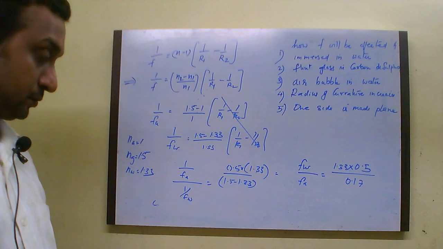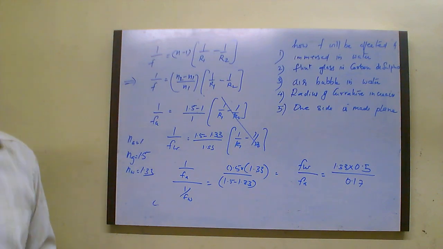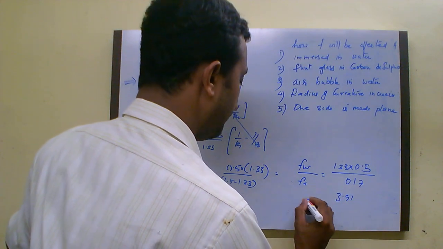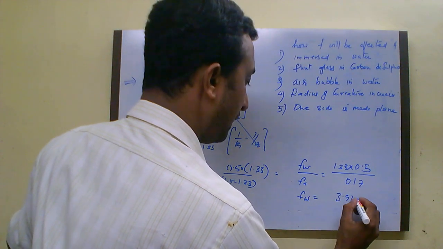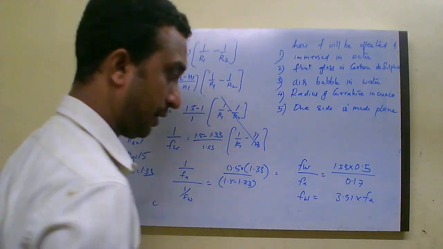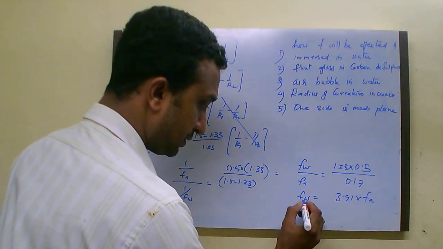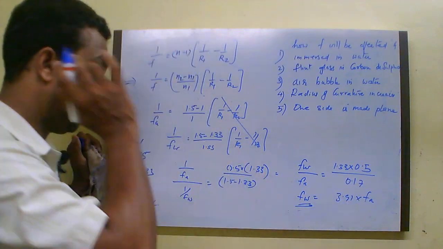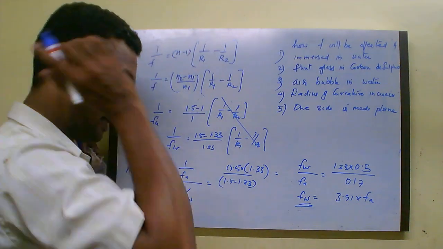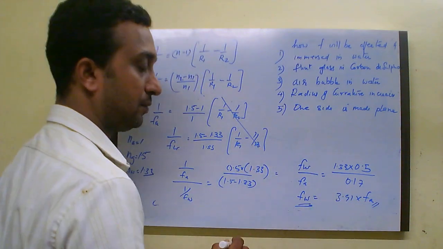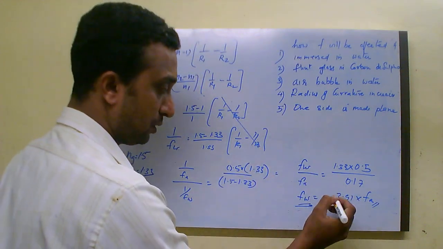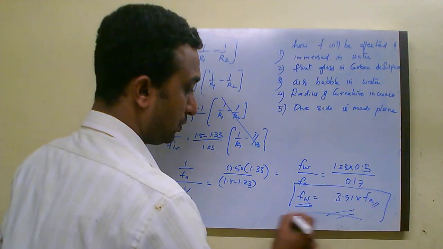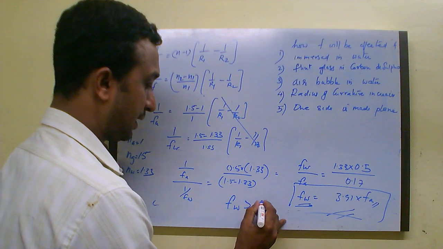So when I divide it, you have 1.33 multiplied by 0.5 divided by 0.17, so you have 3.91. So f in water is equal to 3.91 times f in air. So what happens to the focal length? The focal length in water increases when you immerse a convex lens of a given focal length in water. So almost 4 times it increases. So f in water is greater than f in air.